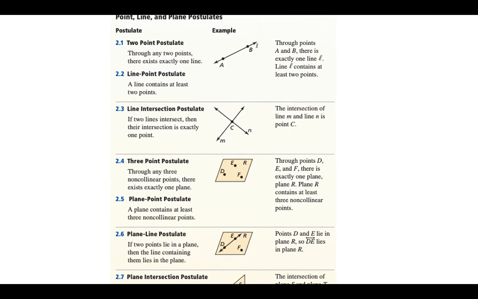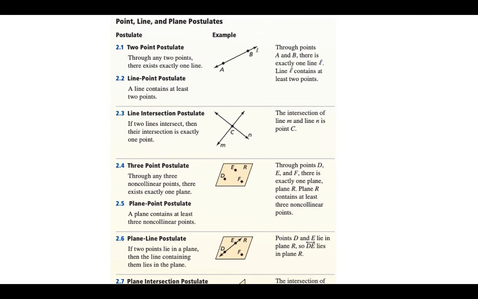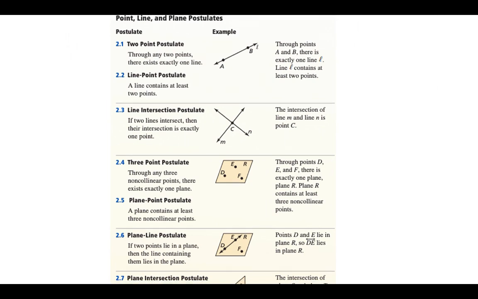So look at them real quick. I'm not going to read them all because I know that you guys can read, but like the 2-point postulate: through any 2 points there exists exactly one line. They're giving you an example there. Through the points A and B, there's exactly one line L. And then the converse of that would be a line contains at least 2 points. We can see that it has 2 right there also.